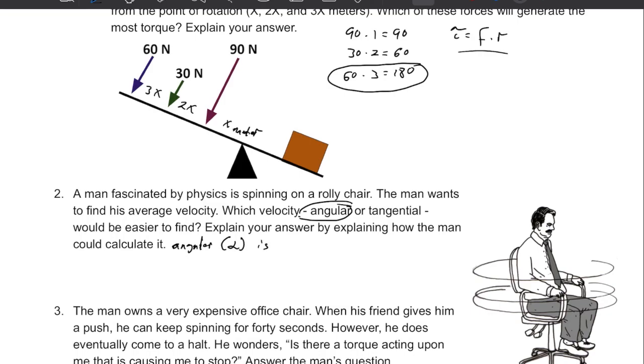When we're looking at tangential speeds, we would need to incorporate the radius. And honestly, we don't know what the radius is. Where is his center of mass? And how far is his center of mass from the pivot point? Without that information, things become a lot more complicated. So going back to what we initially said, angular is just easier.